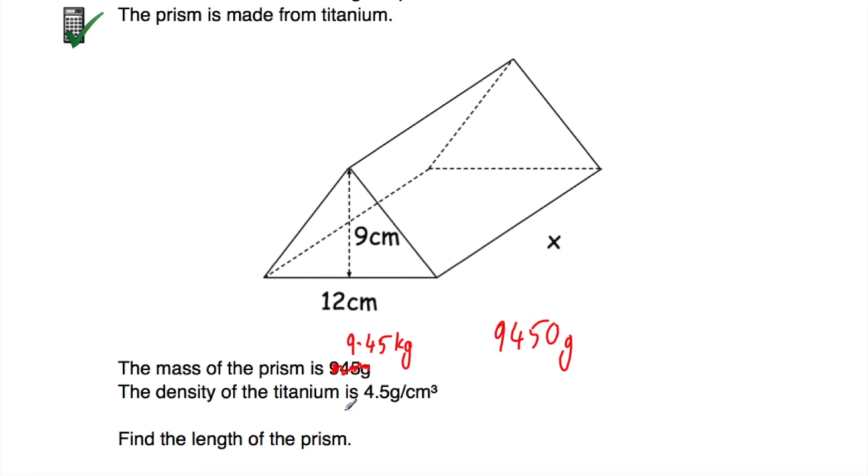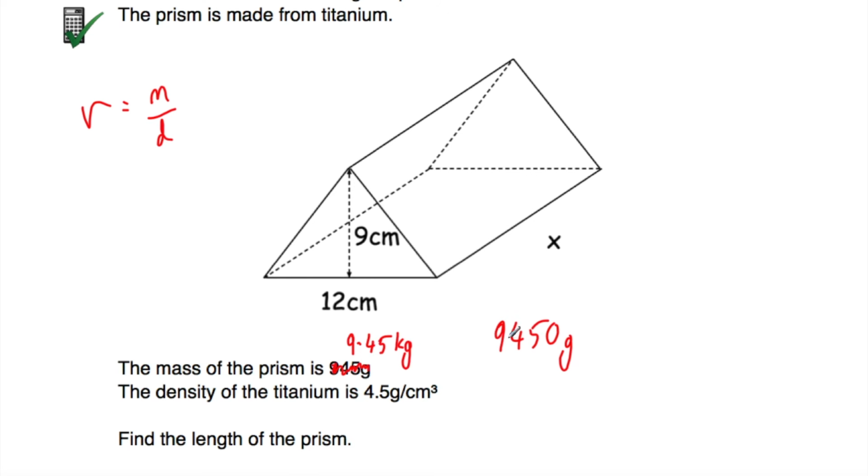Now, if we know the density of the titanium, that every single centimetre cubed has a mass of 4.5 grams, if we divide the total mass by 4.5, that'll tell us how many centimetres cubed there'd be. So in other words, the volume. If you divide the mass by the density, you get the volume. So that means that the volume is equal to the mass divided by the density.